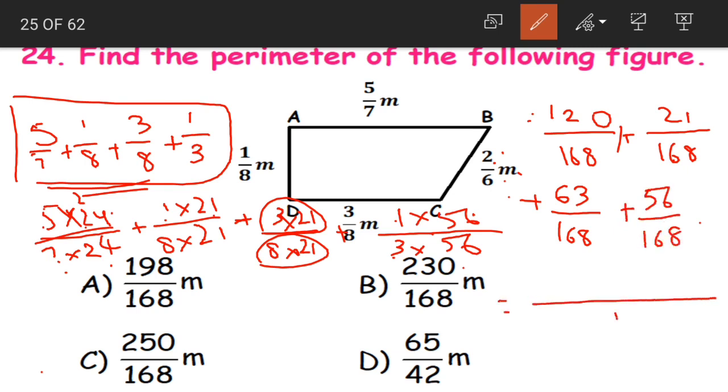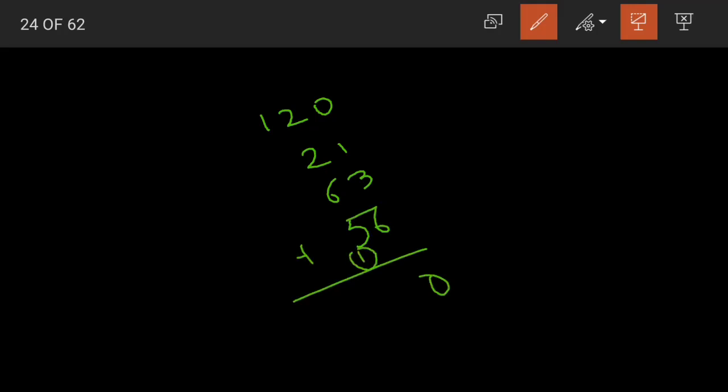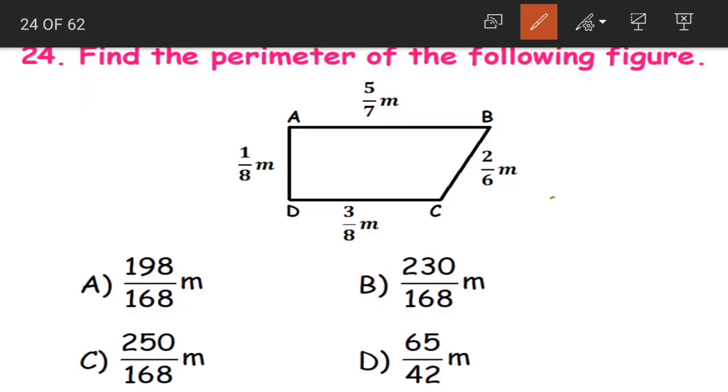Now we have our 4 like fractions. We just need to add the numerators: 120 plus 21 plus 63 plus 56. 120, 21, 63 and 56. When we add all these together, we get 260 as our numerator, and the denominator is 168.